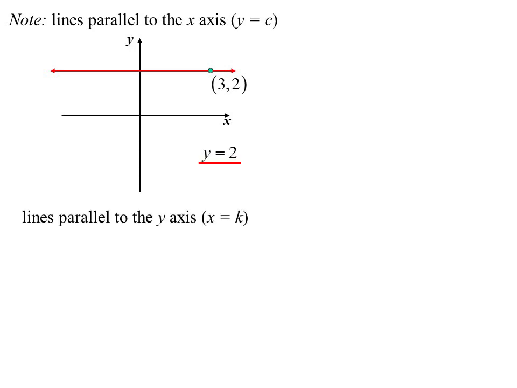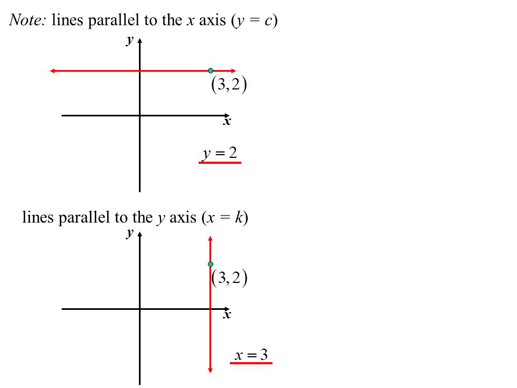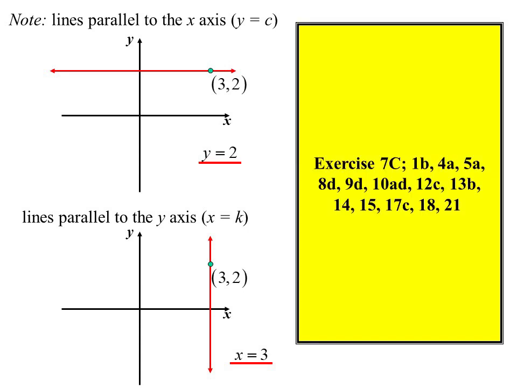The vertical ones will be x equals a constant value. If I throw a vertical line going through that same point, every point on that line has now got the same x value. Hence, it has the equation x equals 3. So they're the special ones, the vertical ones and the horizontal ones. Okay, 7C.